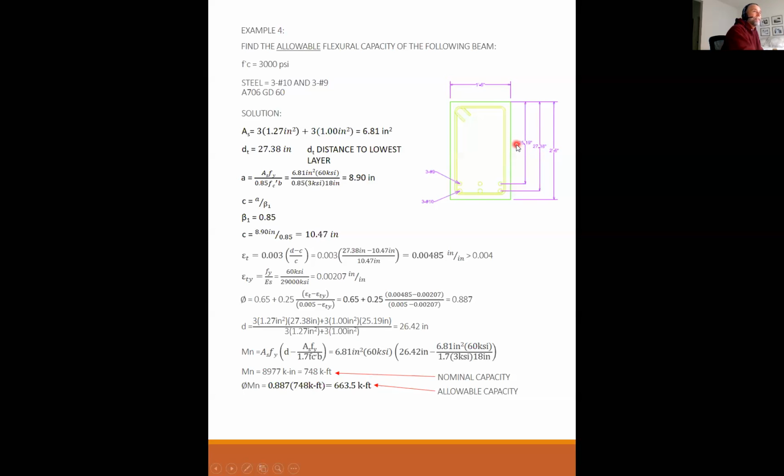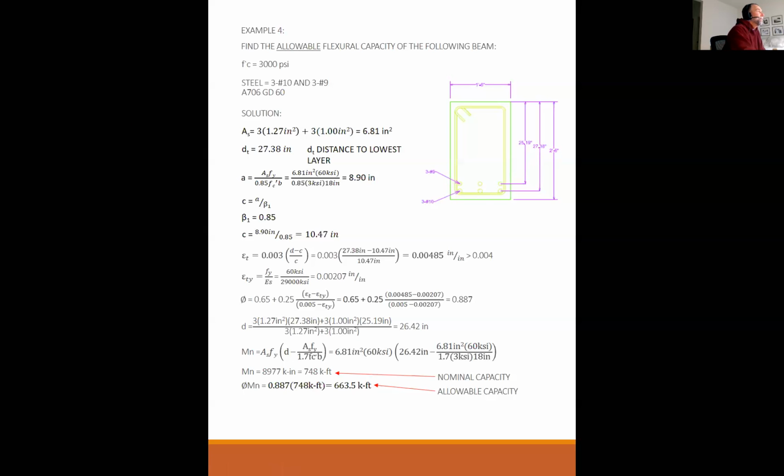The tension-most layer? The lowest-most layer, the one furthest away from the compression face. So this one is D sub t, which I said right here, D sub t is 27.38. That's the distance to the lowest layer. The 25.19 is not actually D at all. It's just the dimension to the upper layer.